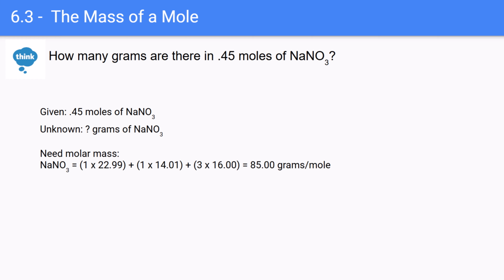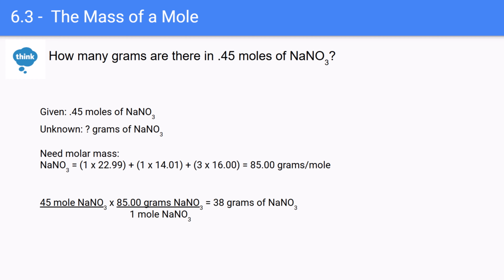We know we're going to be converting between grams and moles, so I need that number off of the periodic table. Molar mass of sodium is 22.99, molar mass of nitrogen is 14.01, and then 3 times 16 for your oxygens, is 85 grams per mole. And now we set up our dimensional analysis just like what we've done previously. Start with the information in the problem, which is 0.45 moles of NaNO3. 1 mole goes on the bottom of the next step, and I can convert directly between moles and grams.